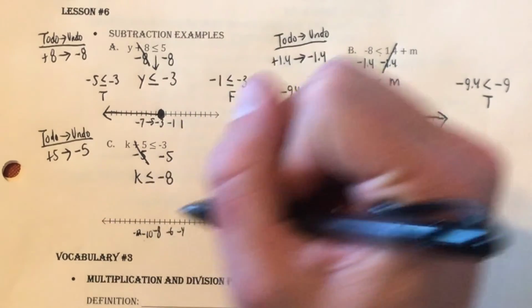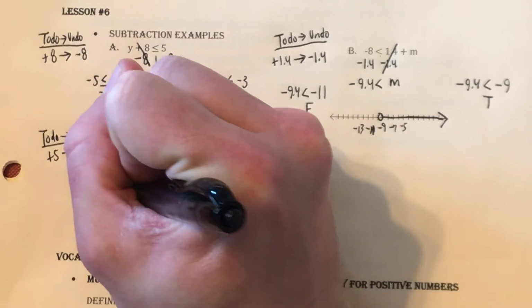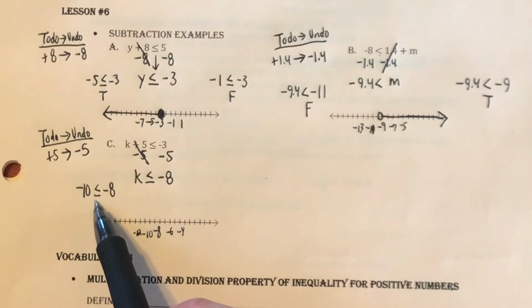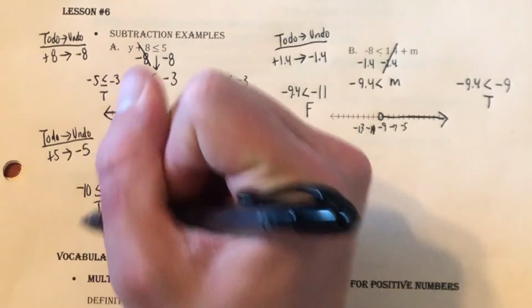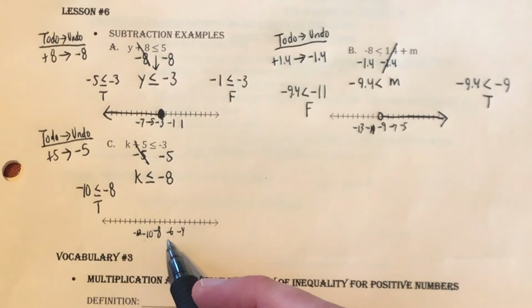So I choose negative 10 first, and we're going to see if that comes true. So negative 10 in for k, which is less than or equal to negative 8. Well, negative 10 is not equal to negative 8, but it is less than negative 8. So this is true. So my arrow should be going to the left, but let's just check a number to the right to make sure.